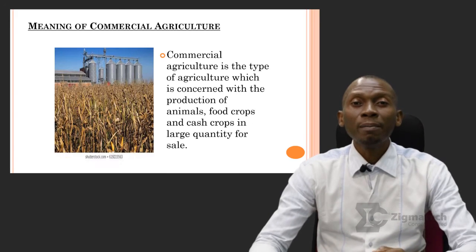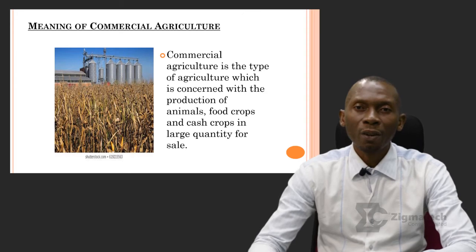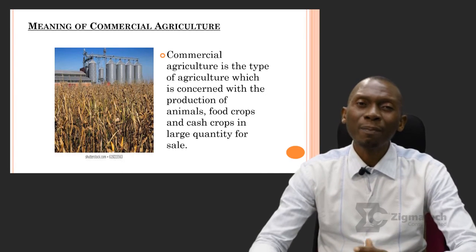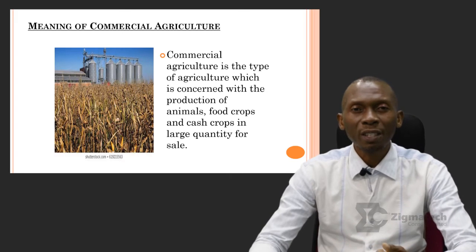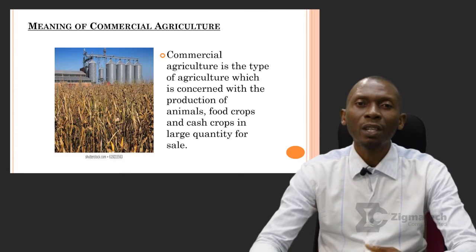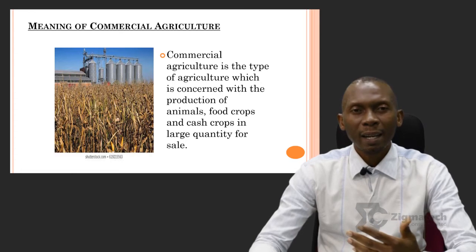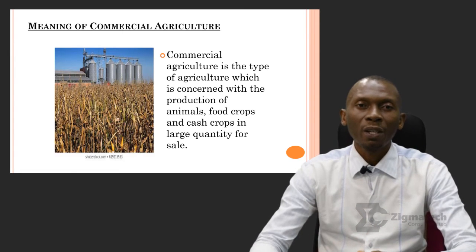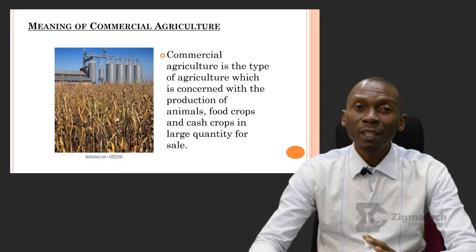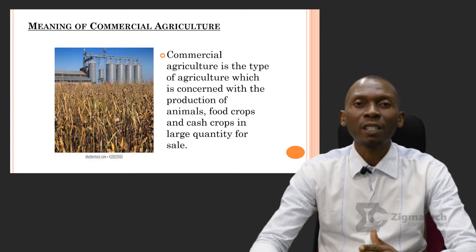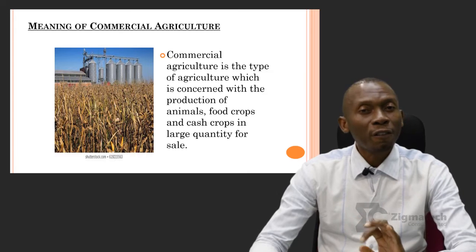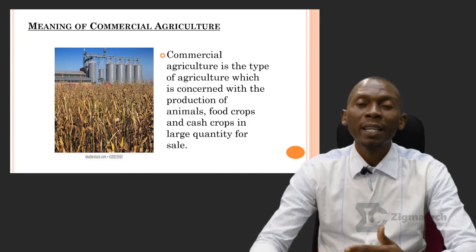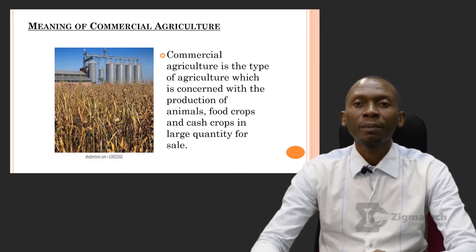Let's also take a look at the meaning of commercial agriculture. Commercial agriculture can be defined as a type of agriculture which is concerned with the production of animals, food crops, and cash crops in large quantity for sale. So here the farmer is concerned with selling his produce, not for family consumption now. The target here is to sell his farm produce.